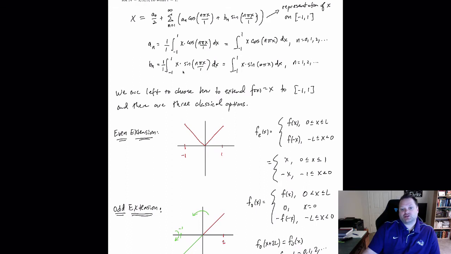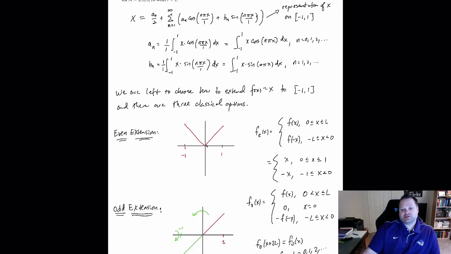Because you can't just do x on the interval from 0 to 1, because that's not how the Fourier series is defined. It's always defined on a symmetric interval. So, for instance, if I'm calculating this one, cosine is an even function.